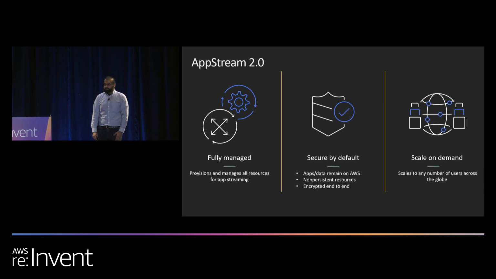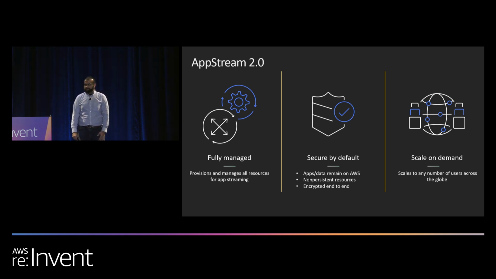It's secure by default. All of the applications and data are remaining on the AWS cloud. So you don't have to worry about data moving back to the user's local device. If the user's device gets stolen, you don't have to worry about leaving it in a coffee shop or anything like that. It's all remaining within AWS.